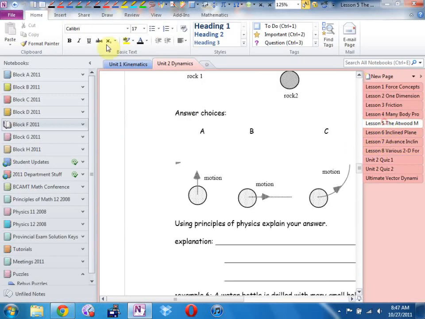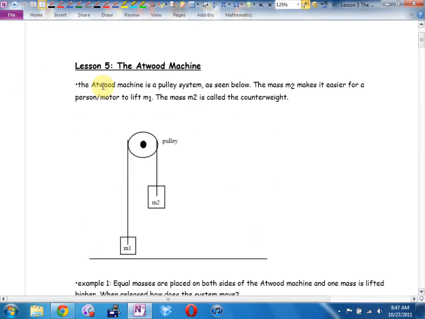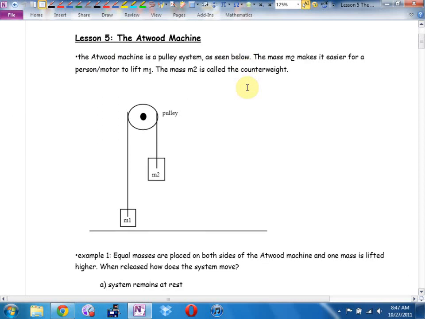Lesson 5, the Atwood machine, and again, in theory, this should be reviewed, but we're going to work a few other things into here as well. It says this, the Atwood machine is a pulley system as seen below. The mass M2 makes it easier for a person or a motor to lift mass M1. In fact, mass M2 is called the counterweight. Every elevator has something like this. Any elevator that you go into, somewhere off in a side column, side shaft, there is a large counterweight, and that weight is the weight of the elevator empty, so that all the electric motor has to move is the person, the people.